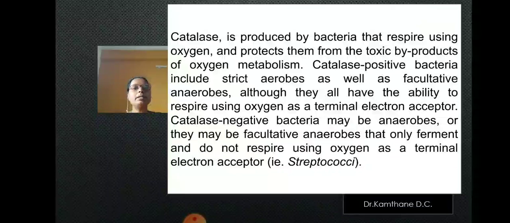The aerobic and the facultative anaerobic bacteria respire and use oxygen as a terminal electron acceptor. Due to this, there is production of hydrogen peroxide. The catalase enzyme causes the degradation of this H2O2 to water and oxygen. In this way, these bacteria protect themselves by producing the catalase enzyme, while in case of the anaerobic bacteria and these facultative anaerobic bacteria, they do not respire using oxygen as a terminal electron acceptor. These bacteria cause only fermentation, for example streptococci.